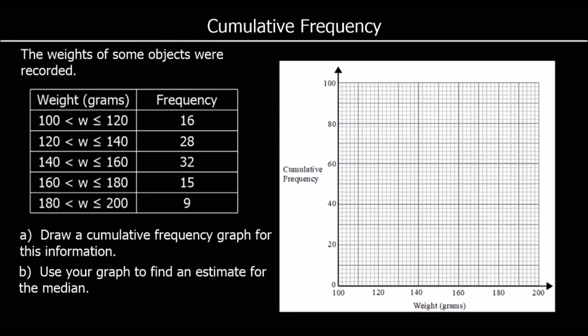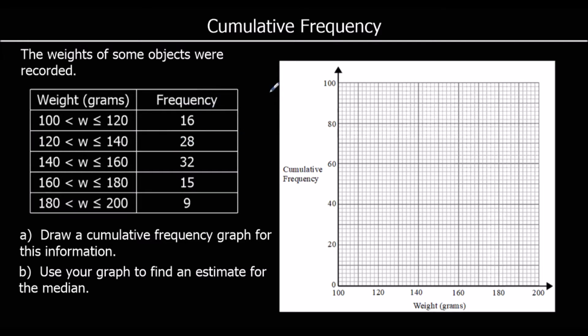Cumulative frequency. When we have cumulative frequency, we add up the frequency as we go. It's like a running total of frequencies. So we've got a frequency table here. When it's the weights of some objects we're looking at, between 100 and 120 grams, there are 16 objects. Between 120 and 140 grams, there are 28 objects.